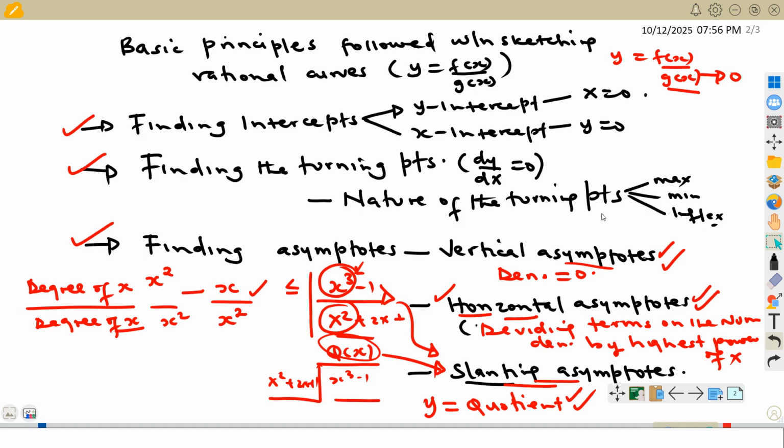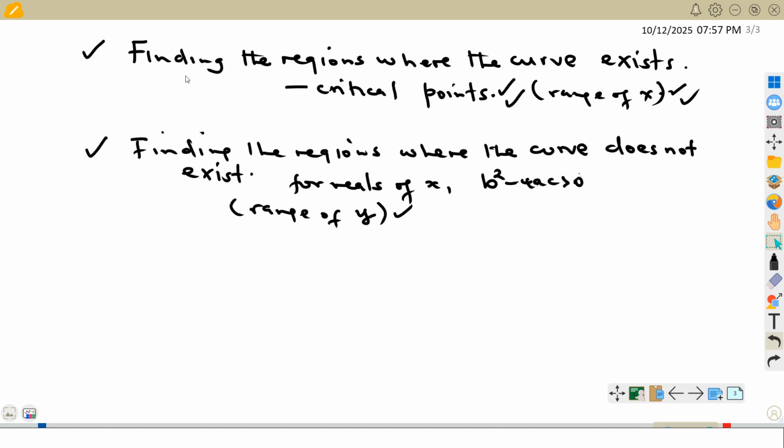And these are some of the principles. We said you need to find the intercepts, you find the turning points and their nature. You look at the asymptotes, that is the vertical asymptotes and the horizontal asymptotes. In case there are no horizontal asymptotes, then you will have what we call the slanting asymptotes. We also talked about finding the regions where the curve exists, where we get the critical points, and that is basically about the range of x.